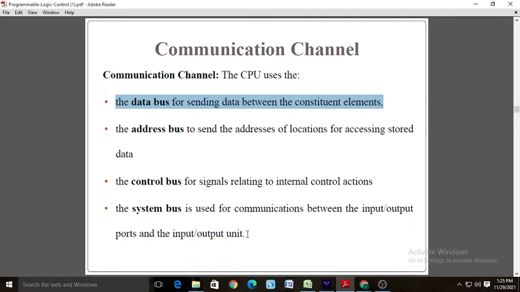These are the main parts of a PLC: the CPU, memory, power supply and input-output modules, connected together with wires called buses. A bus is a collection of wires. So what is a bus? A bus is a collection of wires. We have three types: address bus, control bus and the system bus.